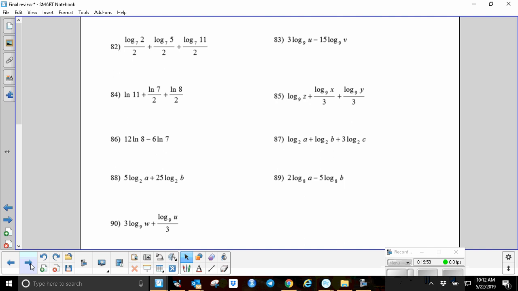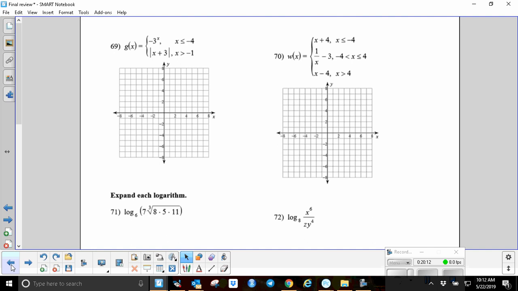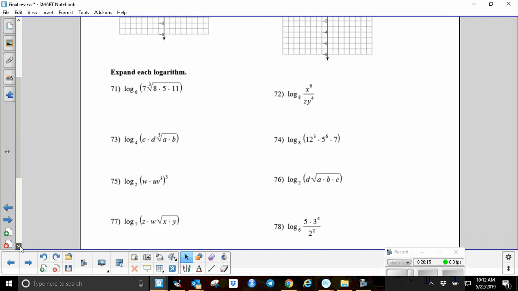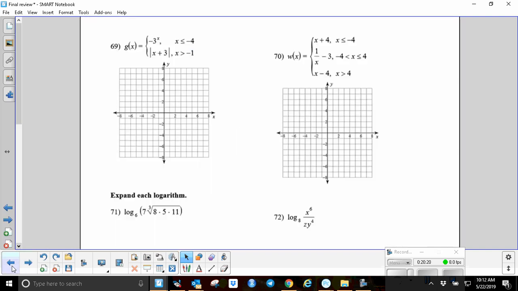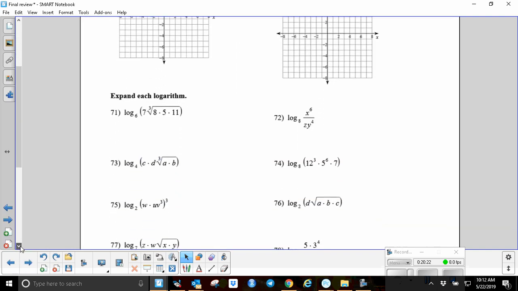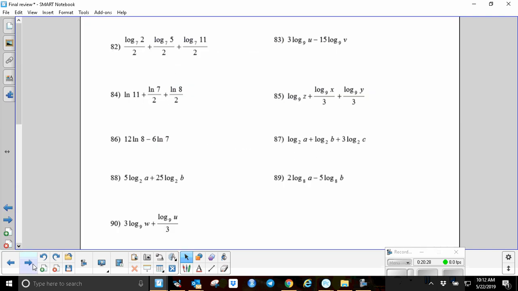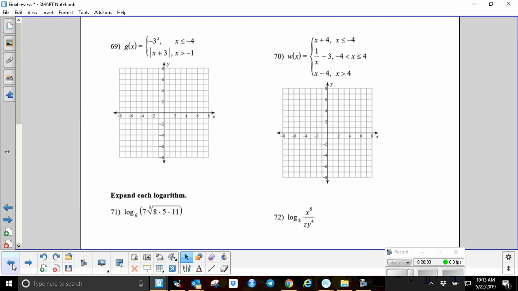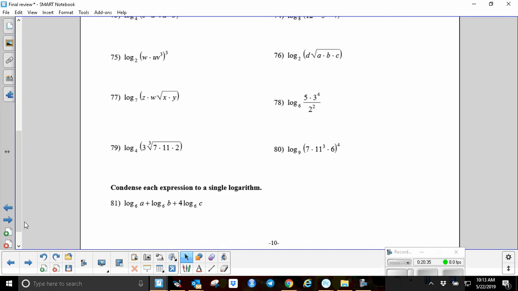So what do we do? Tom? Number 79. Go down. Isn't it the next page? It is the next page. Where's 79? Oh, okay. 79. Okay. Ready?